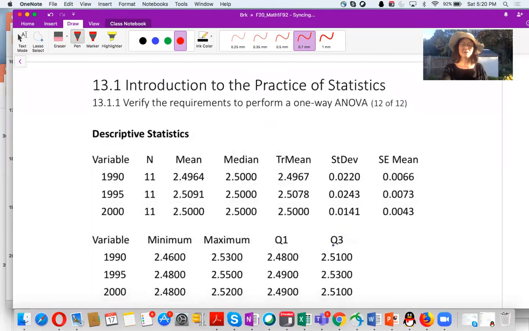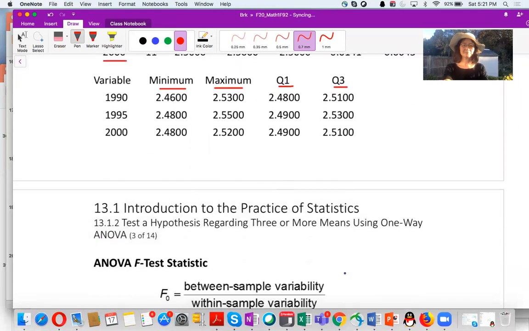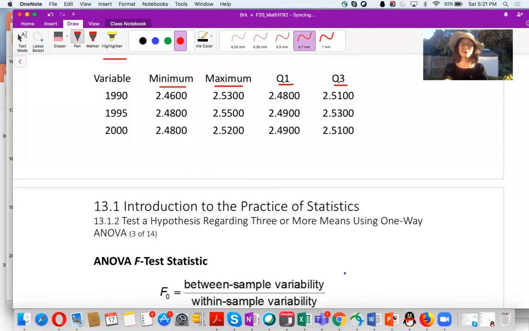And this is the descriptive data. We have 3 years. Those are the variable. Sample size n, sample mean, median, standard deviation, standard error of the mean, minimum, maximum, 25th quartile, and this is the 75th quartile. So this example shows all the 4 requirements are met.